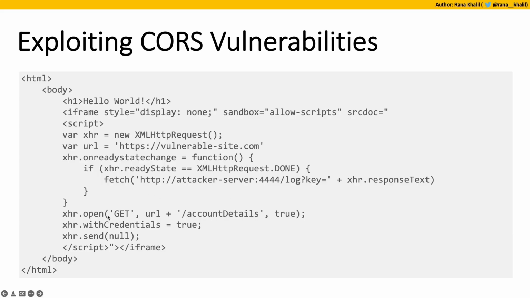You can see here, we're also making a request to the account details page of the vulnerable site. We're also passing credentials with the request. We're sending the request, and then when the request is done, we're logging the response of the request to our attacker server, which is running on port 4444. Now, the only difference is that we're running this script in an iframe sandbox. The reason we do that is because when the request is made, it makes it appear as if it's coming from the null origin versus coming from the attacker server origin.